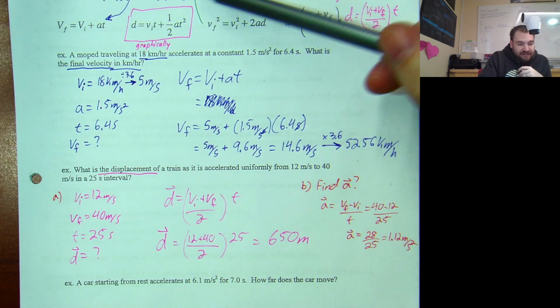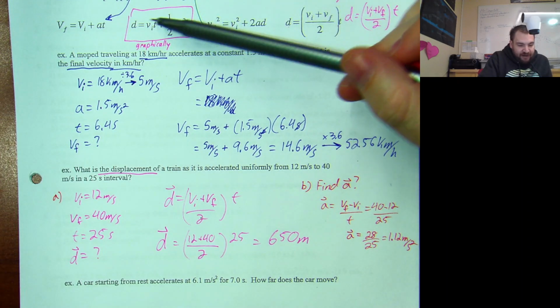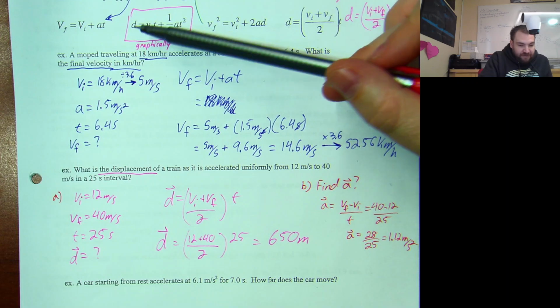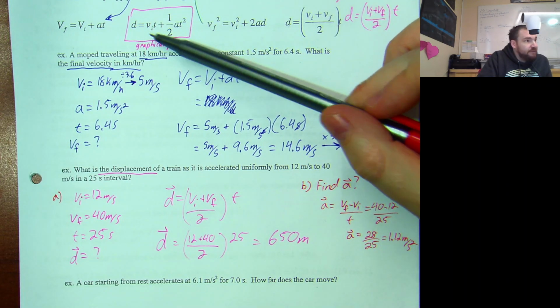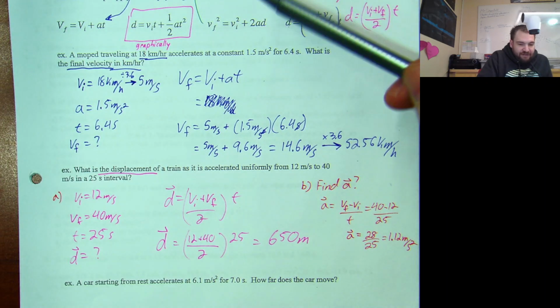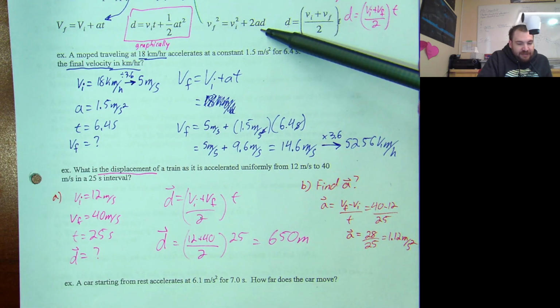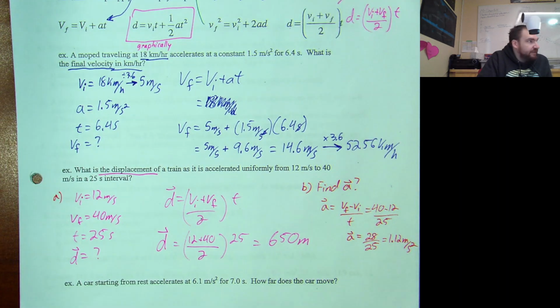I could have used this guy, D equals VI T plus half A T squared. I know T is 25, and I know D is 650 now. This one gets a little bit gross because it requires you to solve a quadratic. But we could have also used this one too, as Kieran already said. VF squared equals VI squared plus 2AD. I know VF, I know VI, I know D, and I can rearrange this one to solve for A. Relatively easy to use.